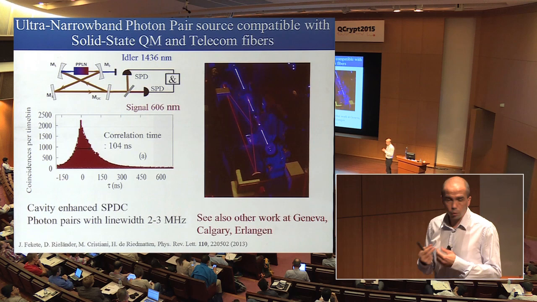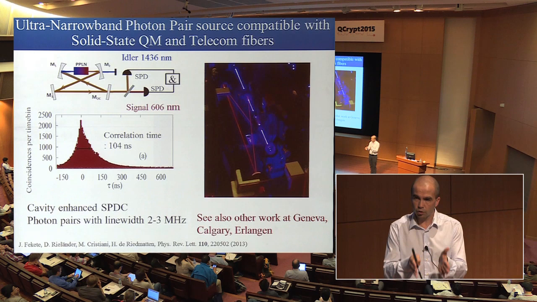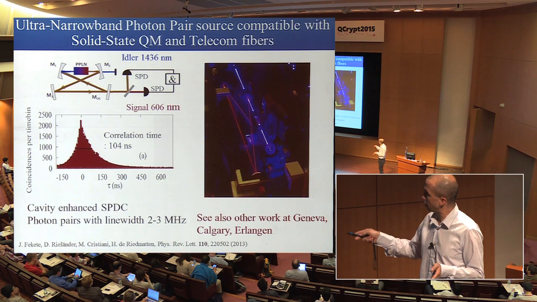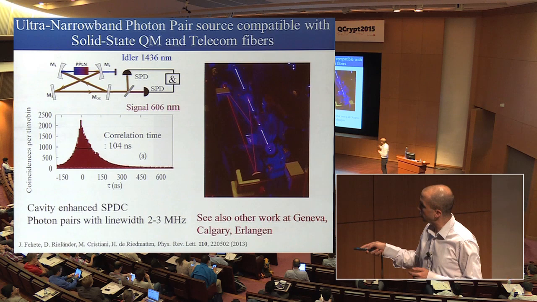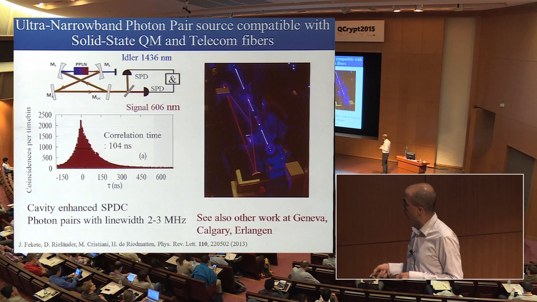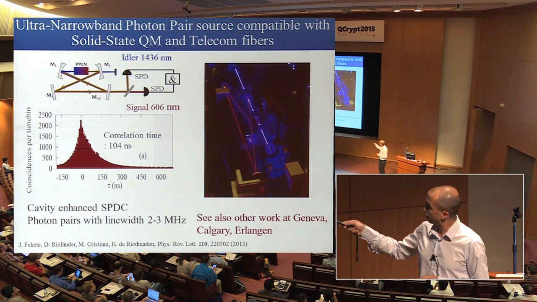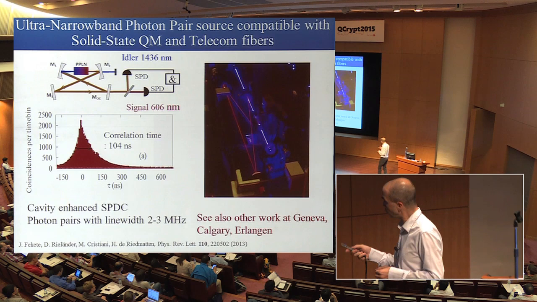The cavity has to be resonant with both these wavelengths if you want to have this cavity enhancement. And if you have the cavity enhancement, what you enhance is the probability to generate a pair within the cavity mode. The cavity mode for us is given by 2 or 3 megahertz. So in the end, we can create photons with a reasonable pair rate, again with one photon memory resonant and the other telecom. There is other work that has been done by different groups using different techniques, Geneva, Calgary, and more recently there was some nice work in Erlangen where, instead of using this kind of bulk cavity, they use a small microtoroidal cavity, which is an interesting development.